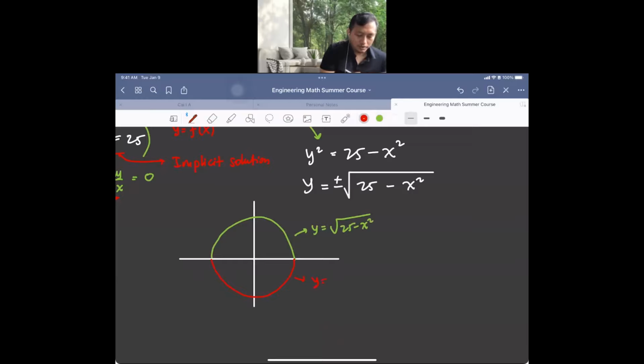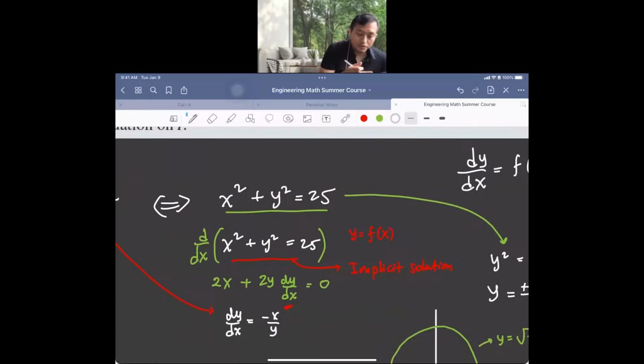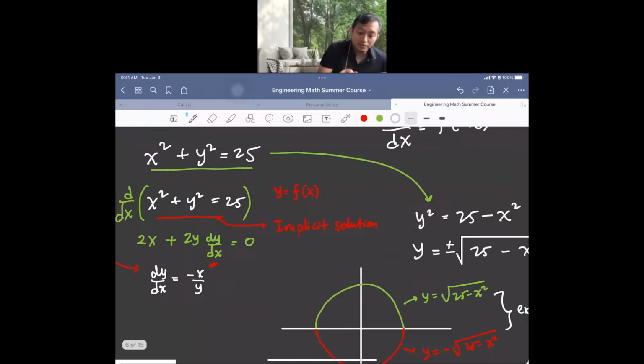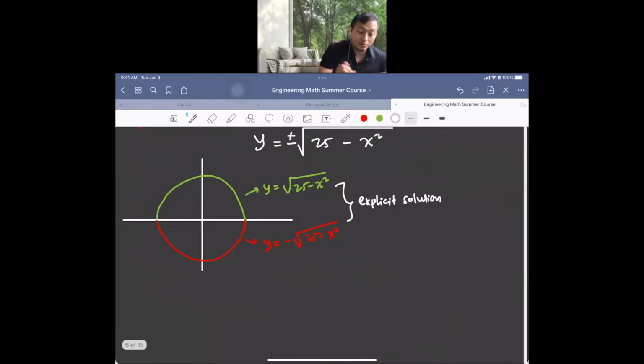And this will be the negative one. Both of these are exact and explicit solutions, right? But what implicit means is when we have this and we try to derive and it becomes this, we can solve this through implicit differentiation, we call it this implicit solution.